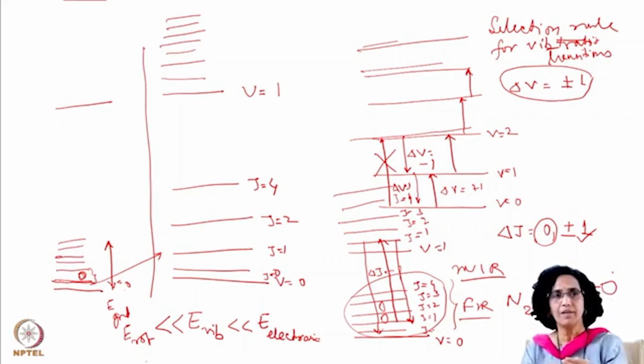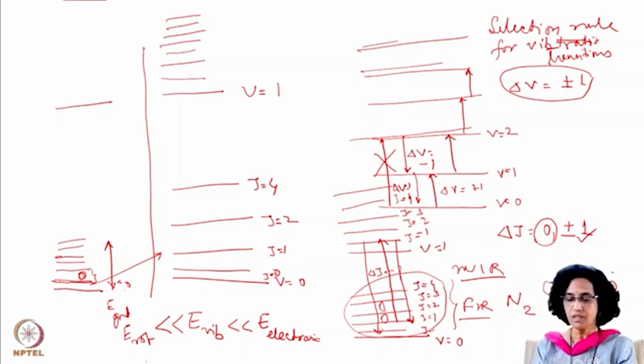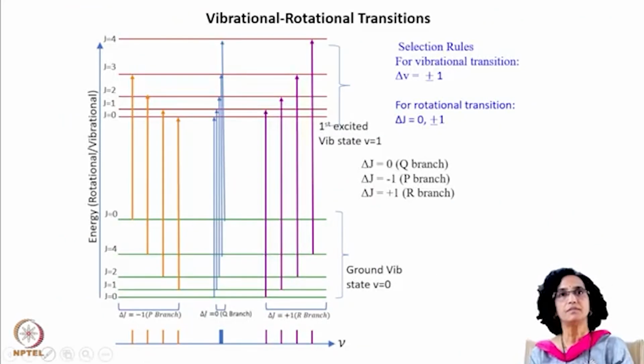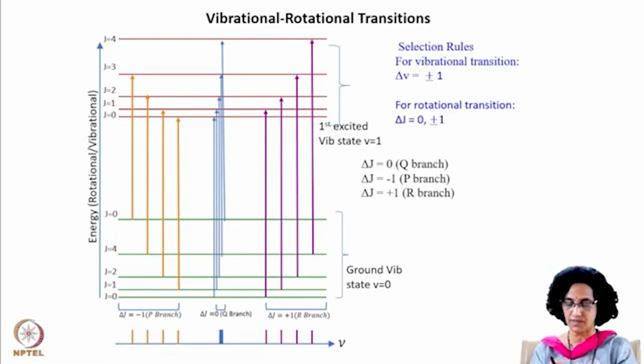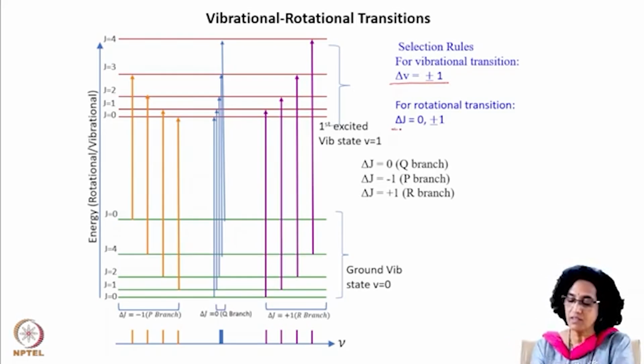Why these are? Well, I think if you think a little, you may be able to understand, but at this point, these are not very important. Suffice it to say that certain molecules are able to show this infrared spectrum. So now we come back to the vibrational rotational transitions. The selection rules we have shown for vibrational transition, as I just explained, is plus minus 1. For rotational transition, delta J is 0 or plus minus 1.